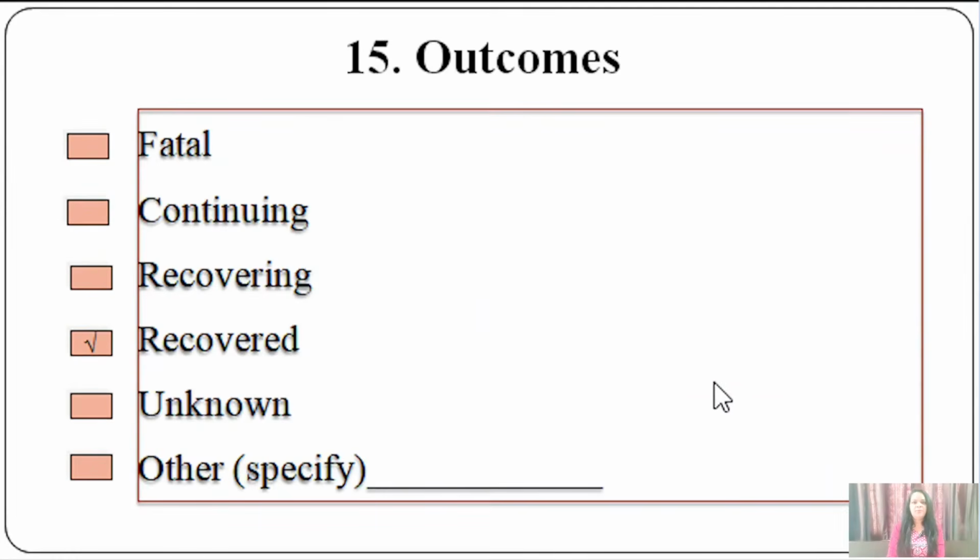Now coming to the outcome of the patient. Here the patient has recovered, so we will tick mark here. If any other case is provided to you, whatever outcome of that patient is mentioned in that case, that you have to tick mark in the appropriate box. So it can be fatal, continuing, recovering, recovered, unknown or other, then you have to specify it. So this was about the outcome of the reaction.